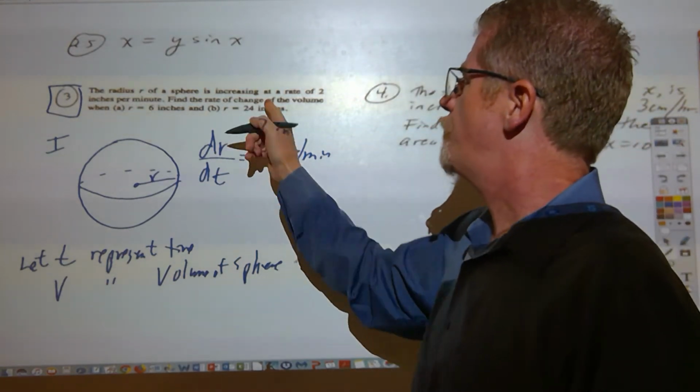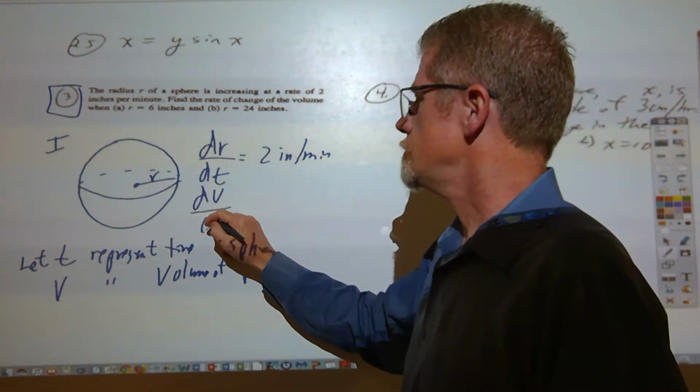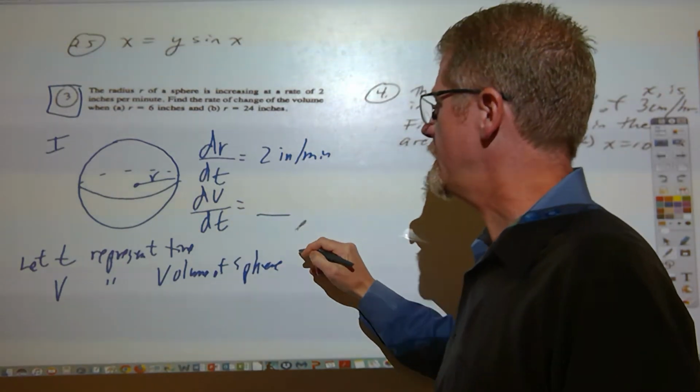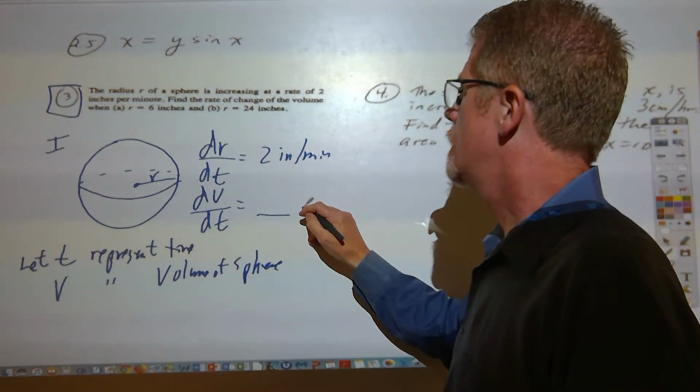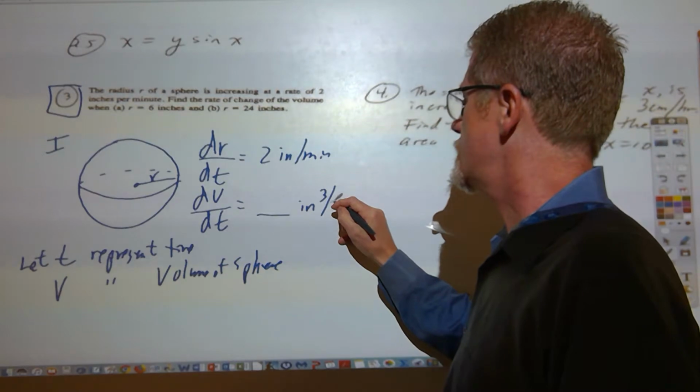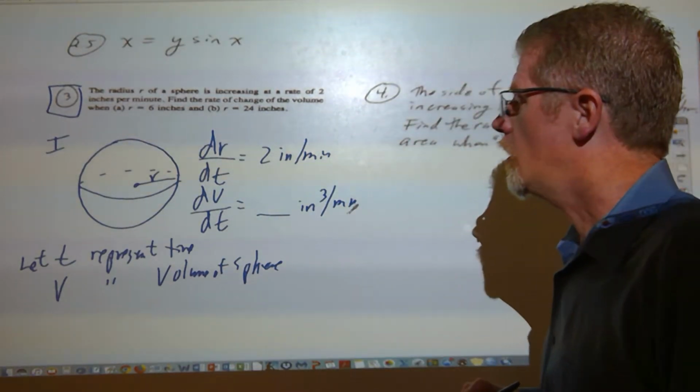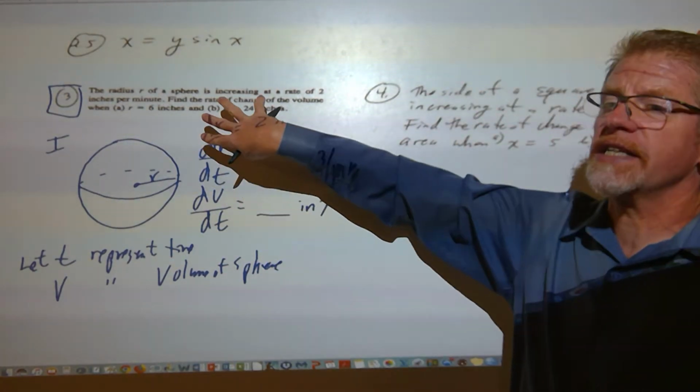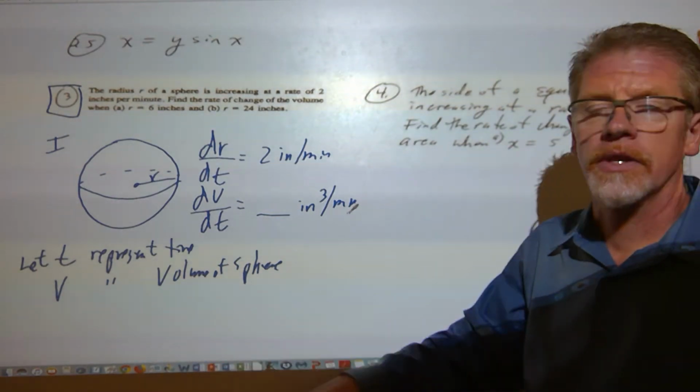And they're asking for dV/dt. dV/dt equals blank cubic inches per minute. Okay, that's Roman numeral 1. It's basically writing down the given information.